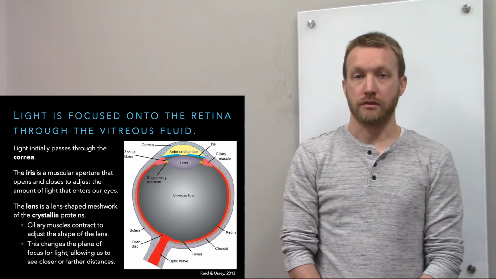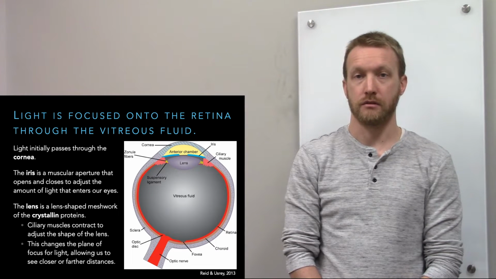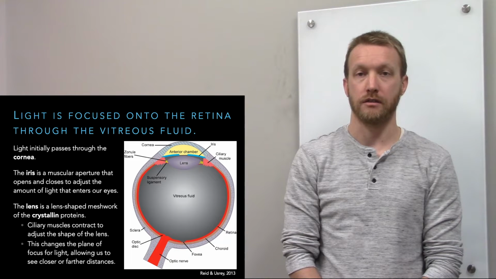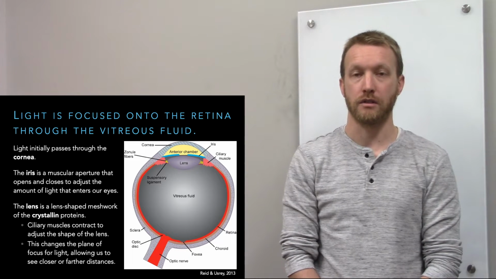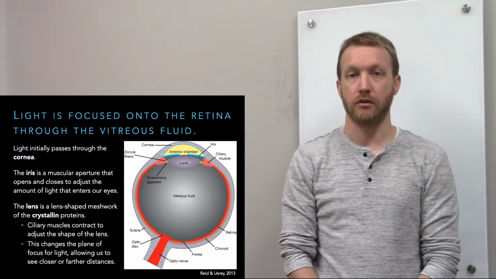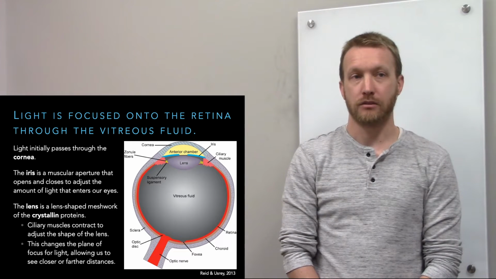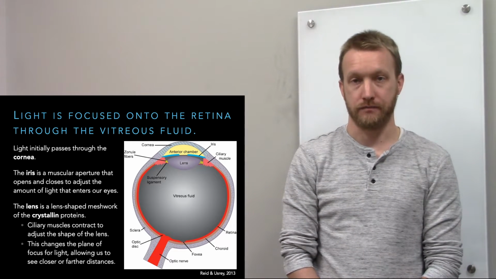When the ciliary muscles contract, this decreases tension on those ligaments that attach to the lens, causing it to fatten and thus focus on closer objects. So we can focus light that's closer or further away. And the whole point is to make sure that when light hits the retina, it's in focus.